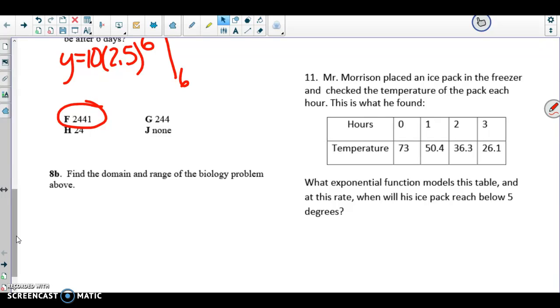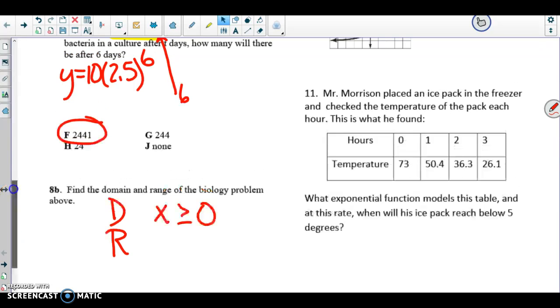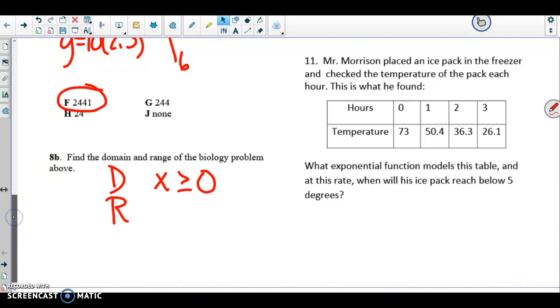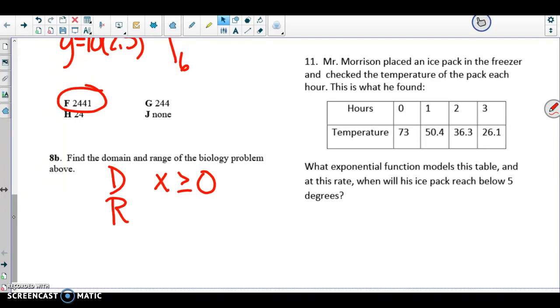So our domain, we have our possible x values, our possible days. Well, we can have 0 days and on up. So my domain would be x is greater than or equal to 0. My range, well, we're starting with 10 bacteria in there, because I can tell that from here. So we're starting from 10 bacteria, and then it's growing from there. So we're going to say y is greater than or equal to 10 is going to be my range.